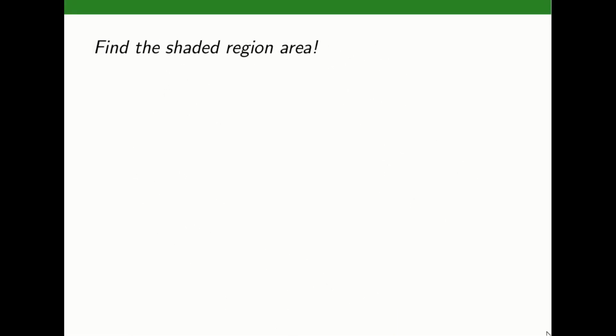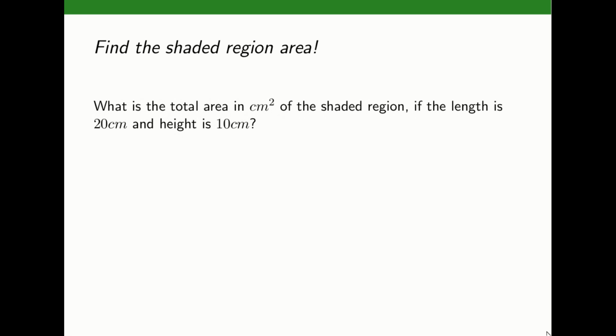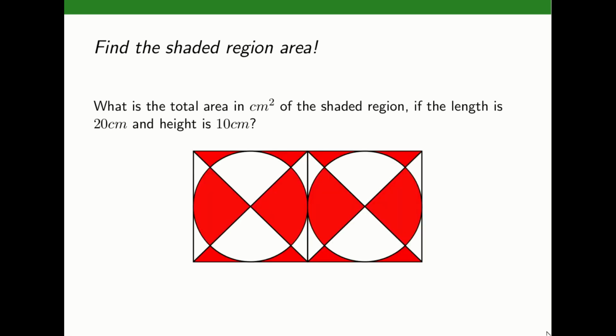So today we are dealing with finding the area of a shaded region, and let's get cracking. So the problem is, what is the total area in centimeters square of the shaded region if the length is 20 centimeter and height is 10 centimeter? And as you can see, we have been given the figure. And what we're going to do with the image first is we're going to blow it up a little.